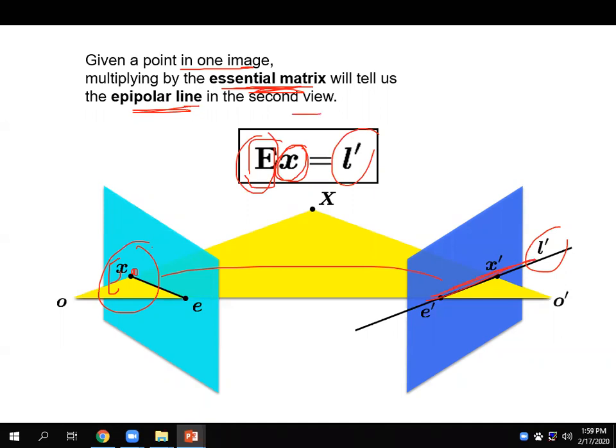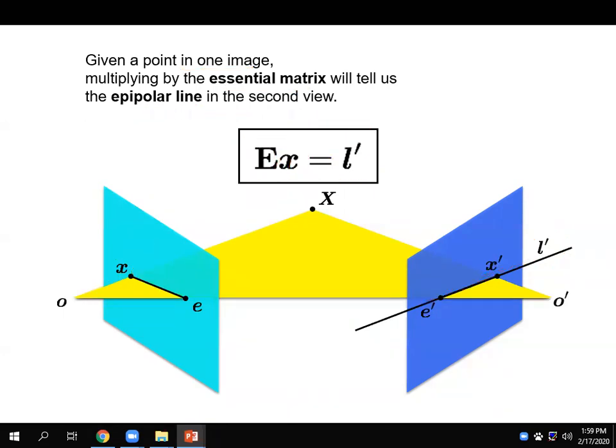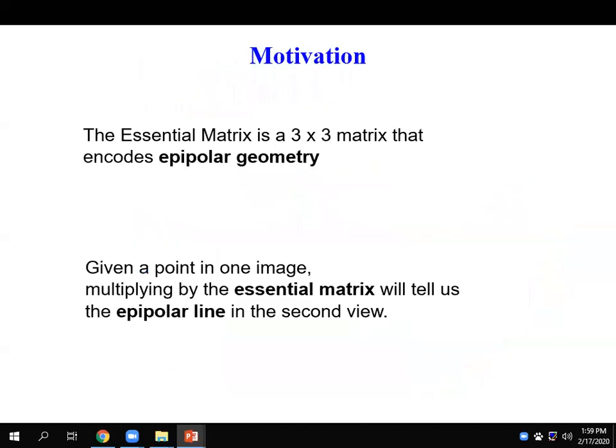And what we are targeting is how to get this E. I know that there should be something that maps this X to that particular L dash. So I will assume that it is multiplied by a certain particular matrix, which is called E, and this is what we call the essential matrix. What we know about the essential matrix is that it is a 3 by 3 matrix that will encode this epipolar geometry.